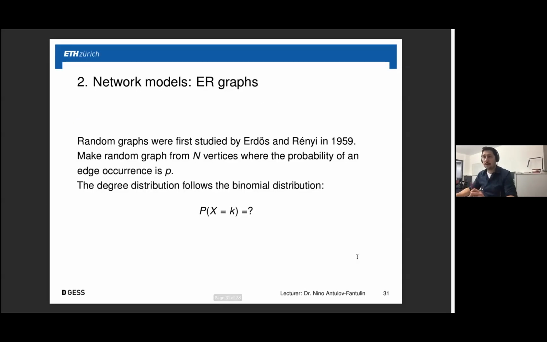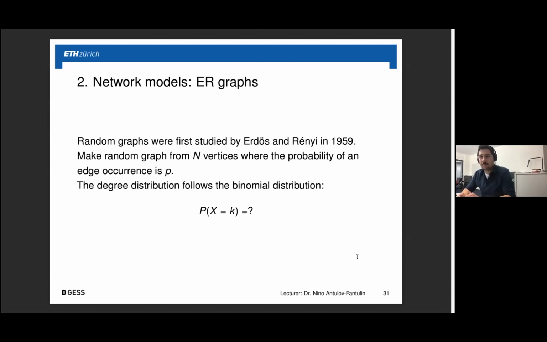So now let me pose one model network. Let's say that we have a random network. We have n vertices, and let's say the probability of an edge occurring between two nodes is p. Based on just this information, we have n vertices, and pairs of nodes are connected with probability p. Can you tell me something about the degree distribution of this network?